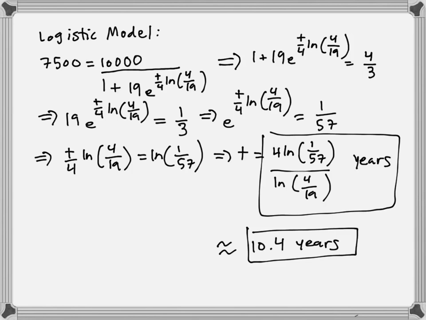So it does take longer for the logistic model population to grow to 7,500, and that's because it's getting closer to the maximum capacity of 10,000. So it makes sense that as we get closer to it, it's actually starting to grow slower and slower, which is why it added this extra few years.